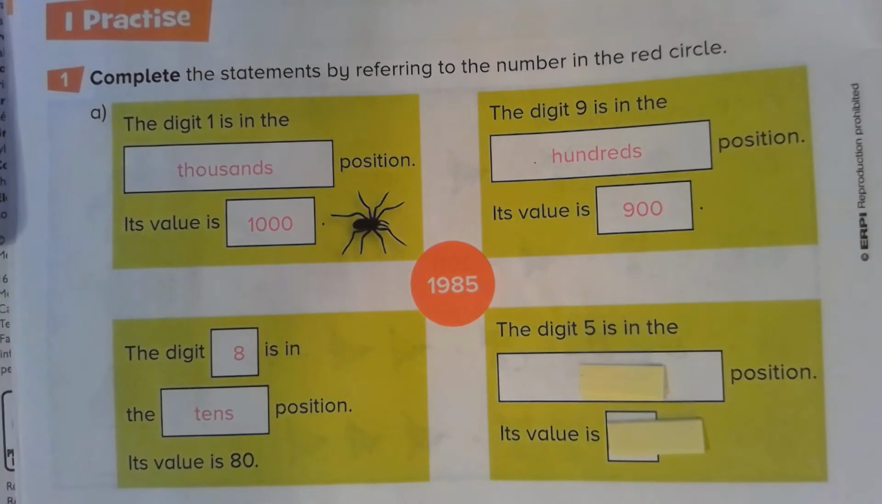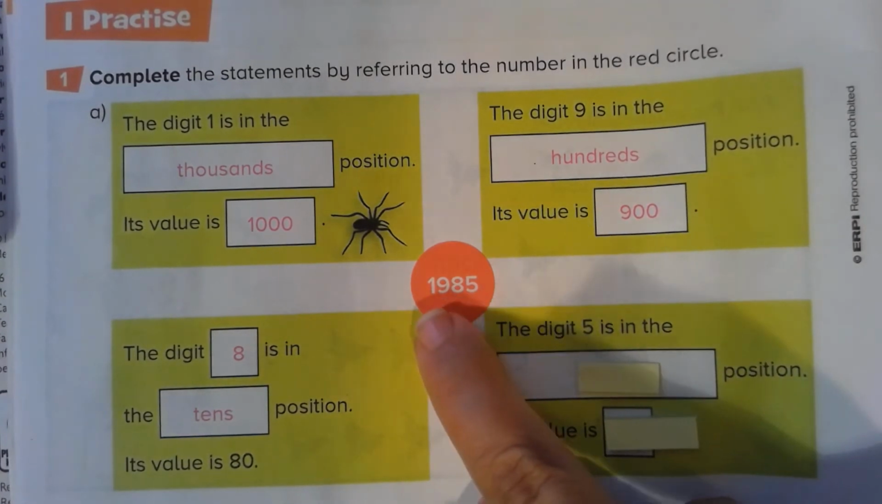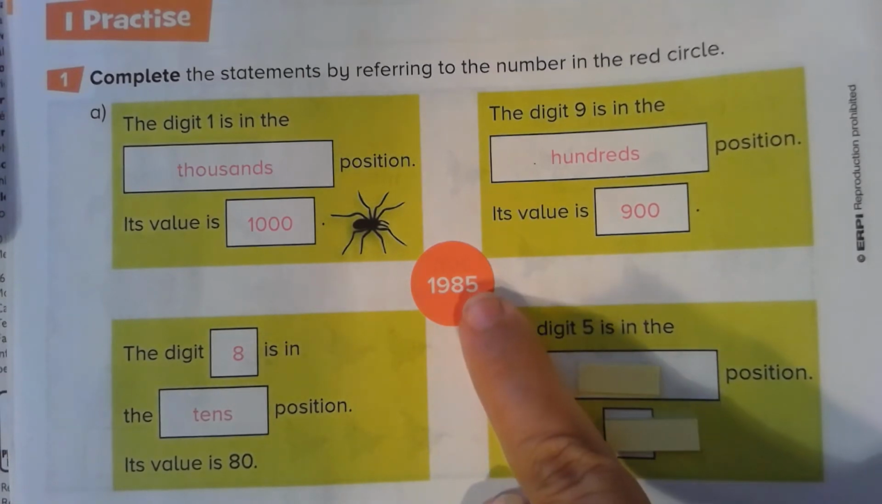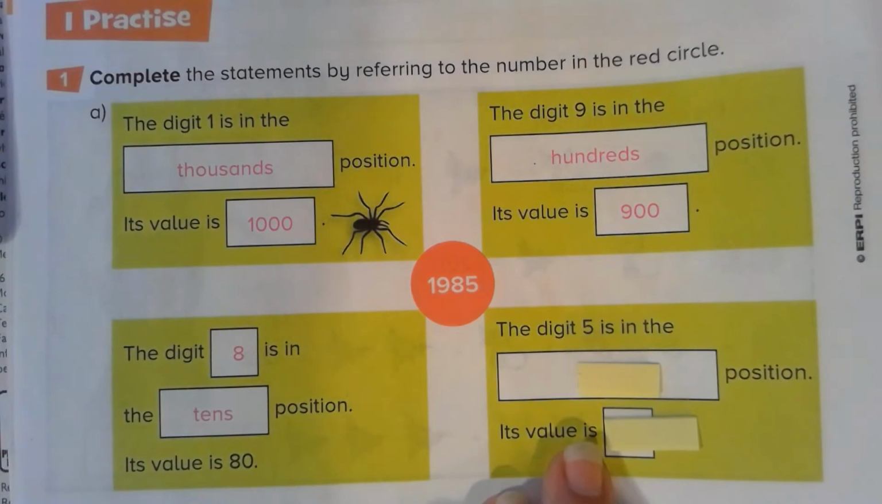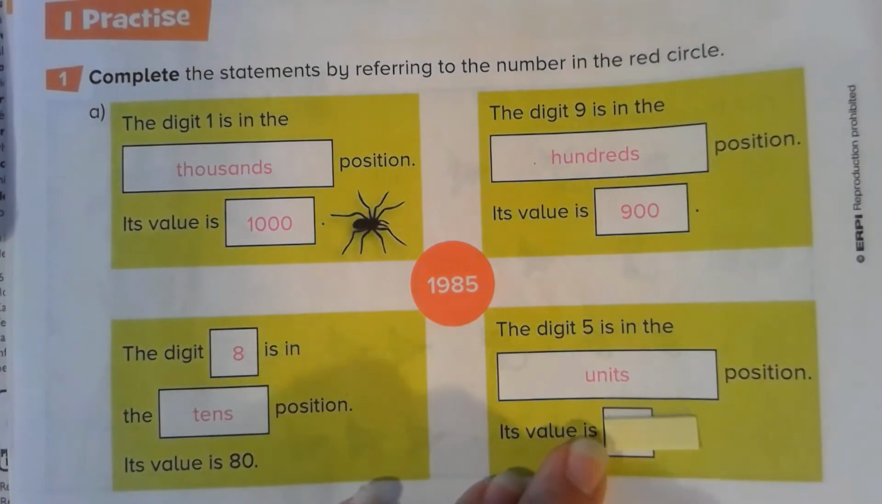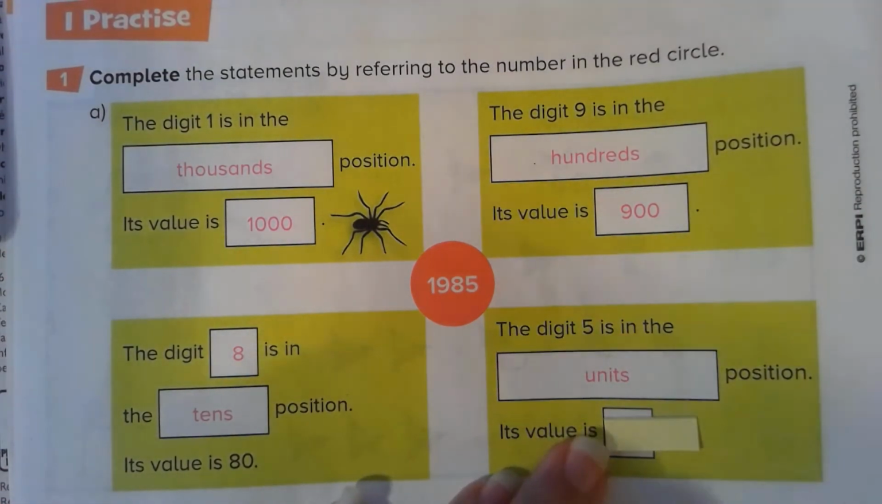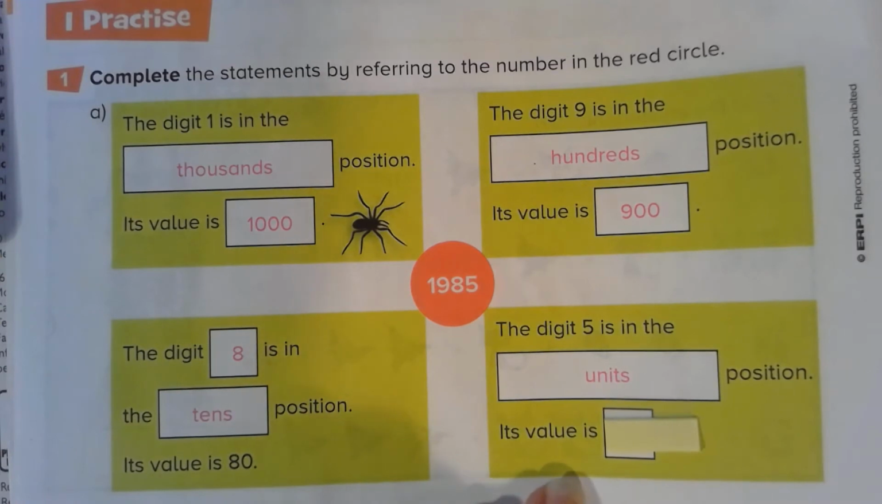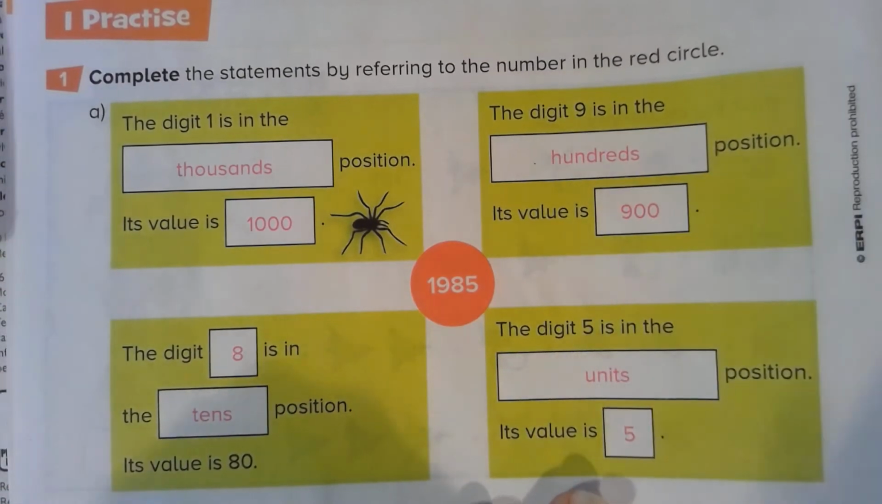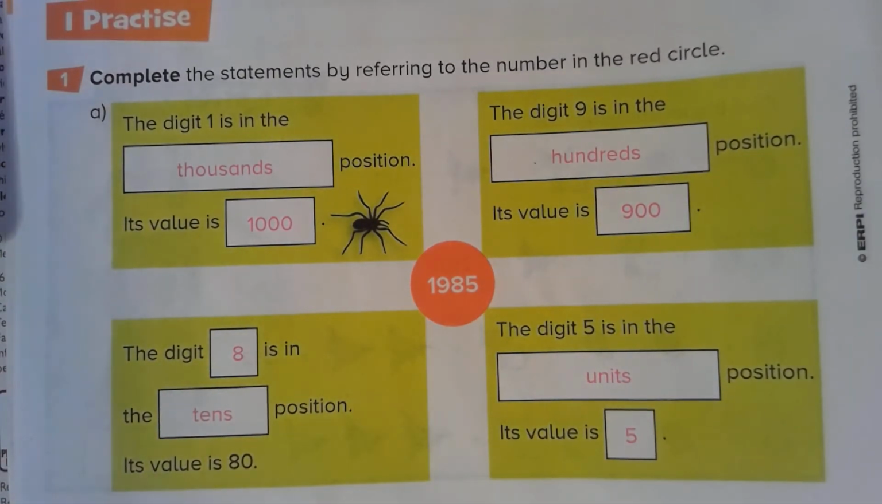I think we can do the last one now. In the number 1,985, the digit 5 is in the ones or units, but they write units position. You would be correct both ways. It's in the ones or the units position. Now, its value is, what is it worth? What is the value of the 5? Yeah, you're right. It's 5. Way to go. You think you feel more comfortable with this?